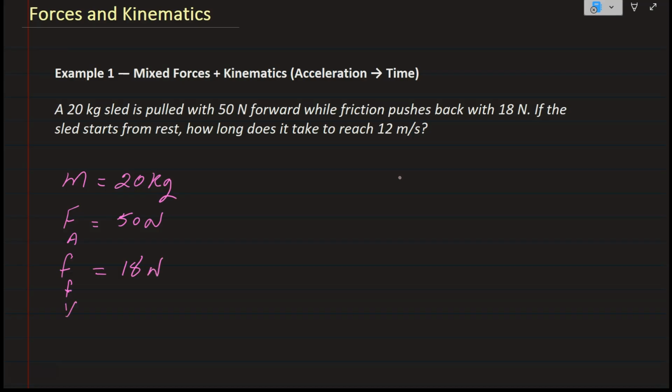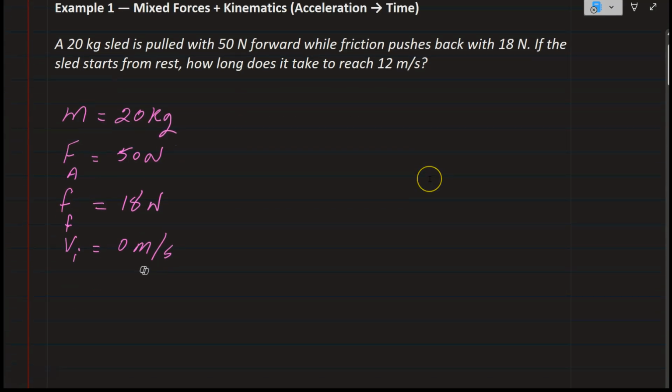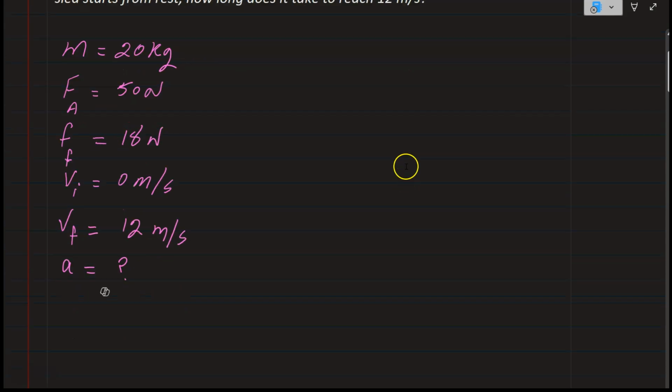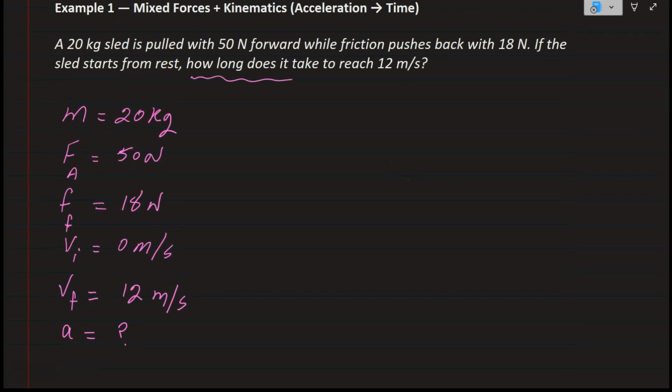We know the initial velocity, let's put it as Vi, that is 0 meters per second. And then we also know that the V final that we want to reach is 12 meters per second. We don't know the acceleration. And we also need to find how long it takes, so that means time we don't know, but we have to find.